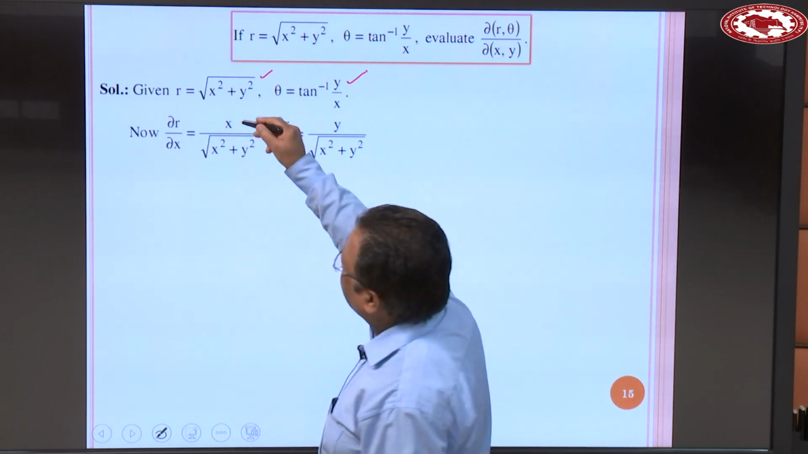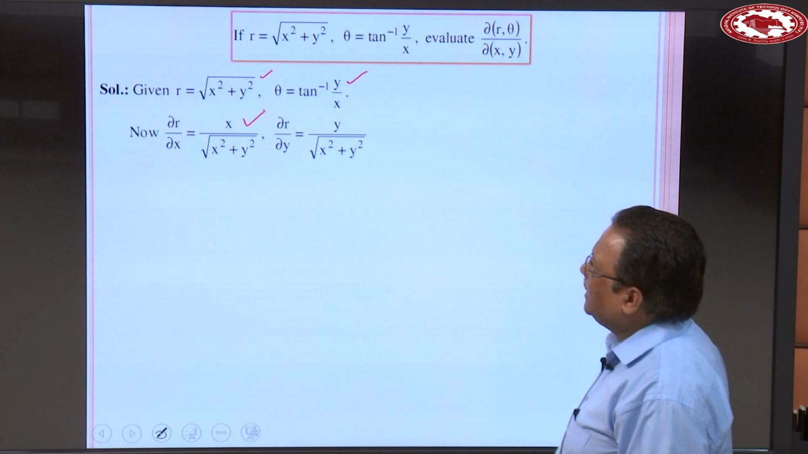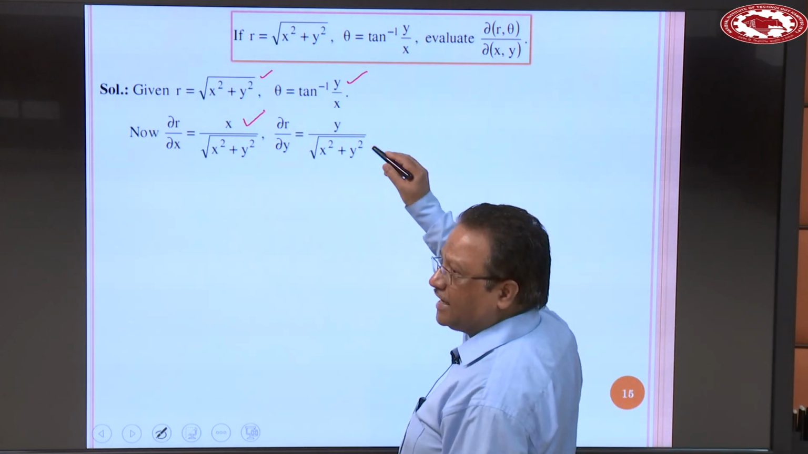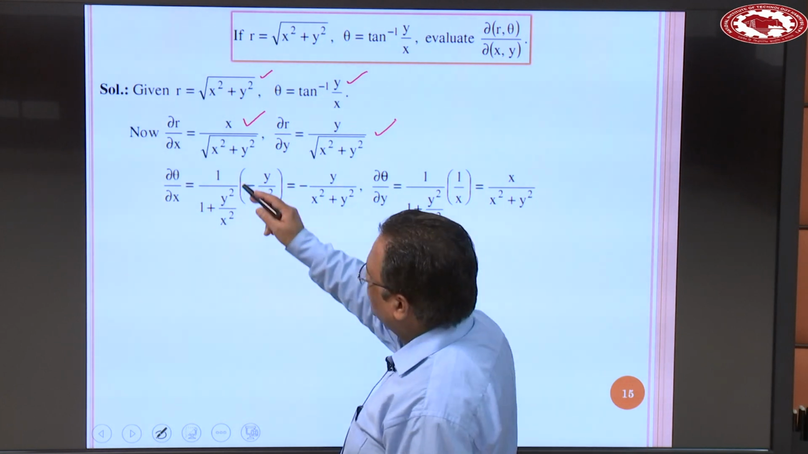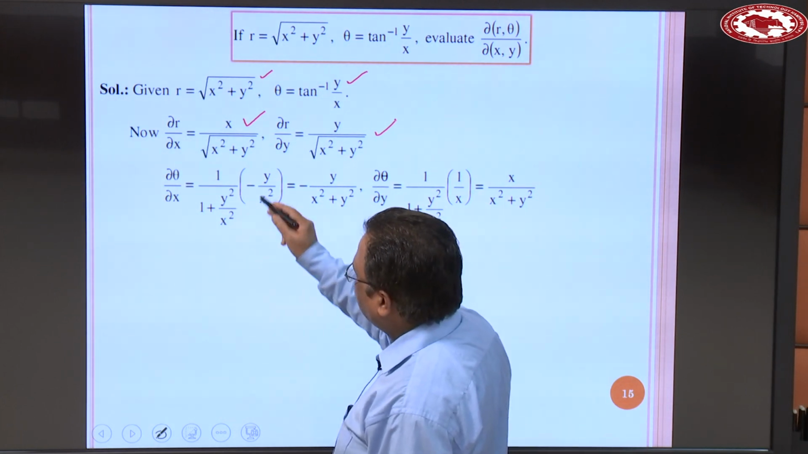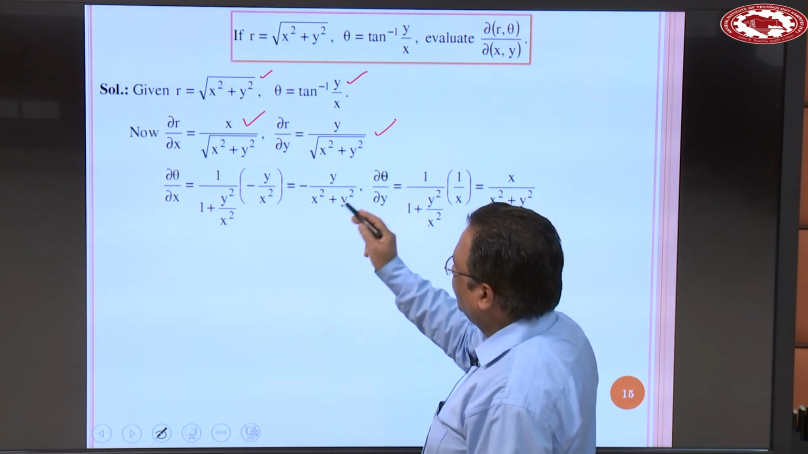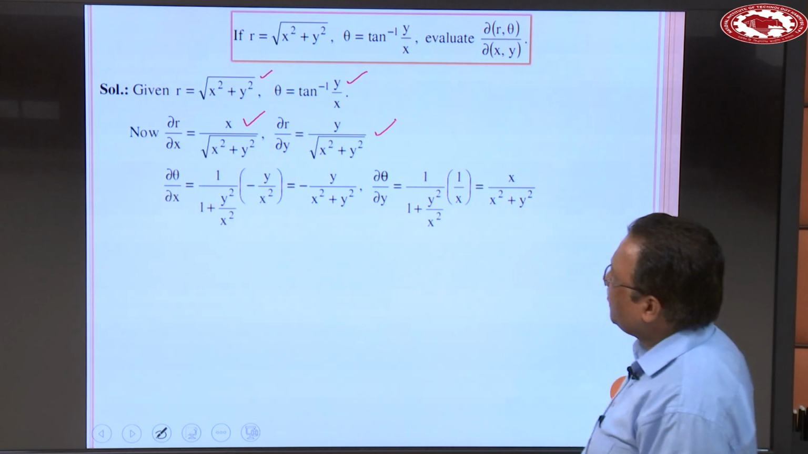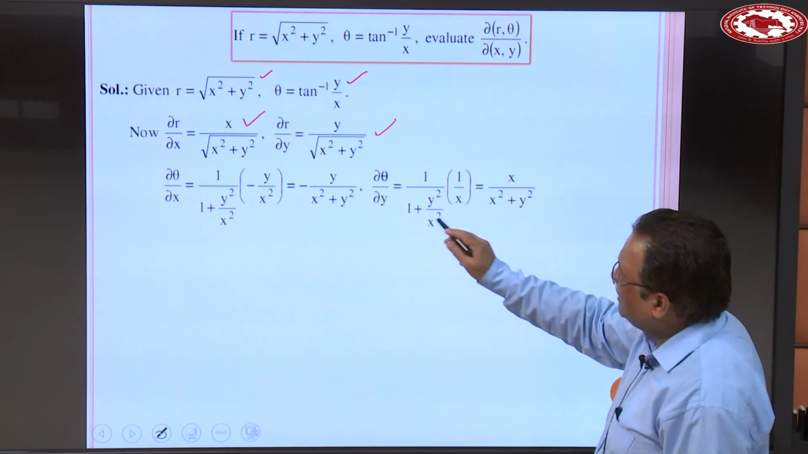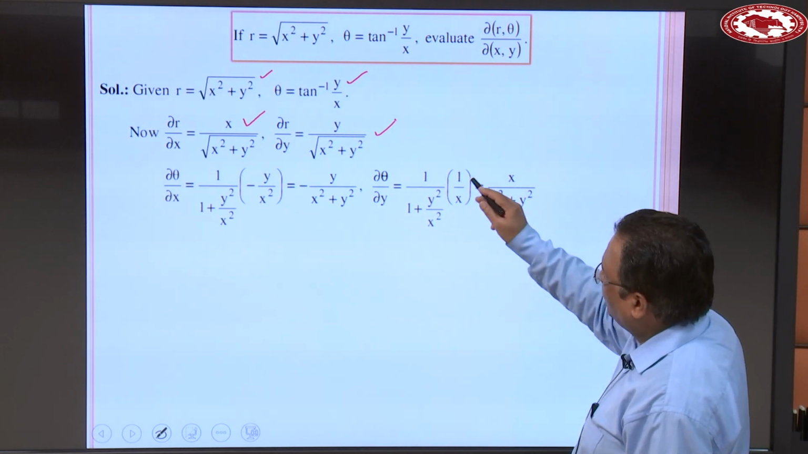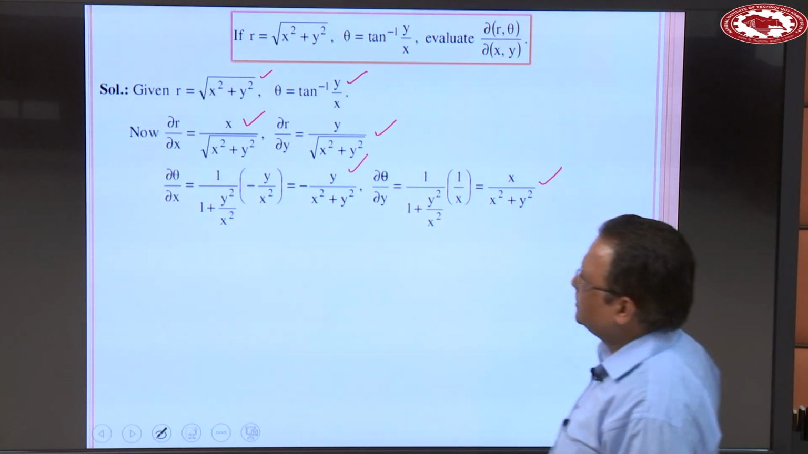So ∂r/∂x is x divided by the square root of x squared plus y squared, and ∂r/∂y is y over the square root of x squared plus y squared. ∂theta/∂x is equal to 1 over (1 plus y squared over x squared) times minus y over x squared, which is equal to minus y over x squared plus y squared after simplification, and ∂theta/∂y is equal to 1 over (1 plus y squared over x squared) times 1 over x, and after simplification you will get these two results.